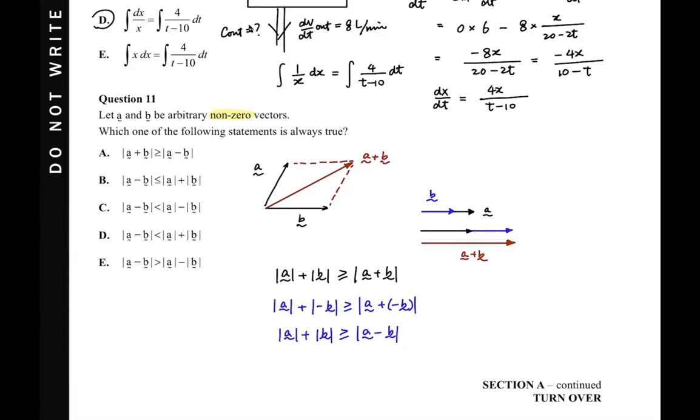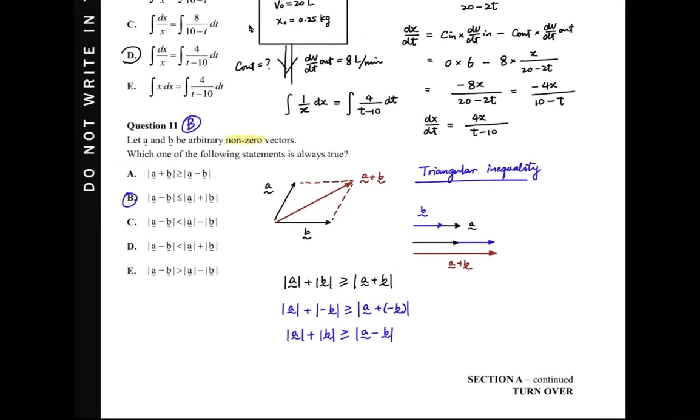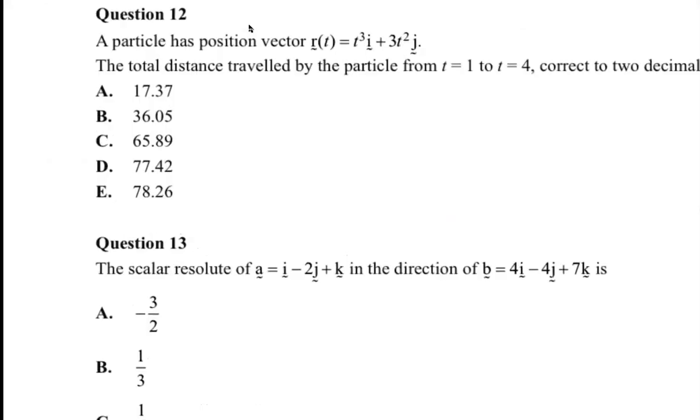So I should say, okay, option B is correct. If you are interested in a relevant derivation, it's called the triangular inequality. You can Google it. A tricky vector question, mostly conceptual problems. Let's look at question 12.